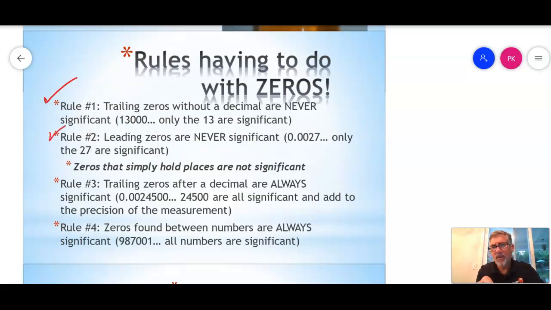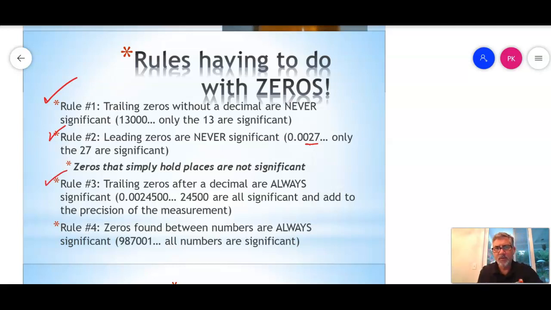Zeros that are leading are not significant. So again, this has 2 significant digits, the 2 and the 7. The zeros before it just tell me where I start to count. Very precise number, not very many significant digits.